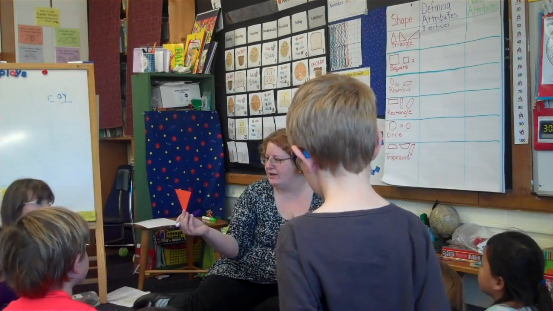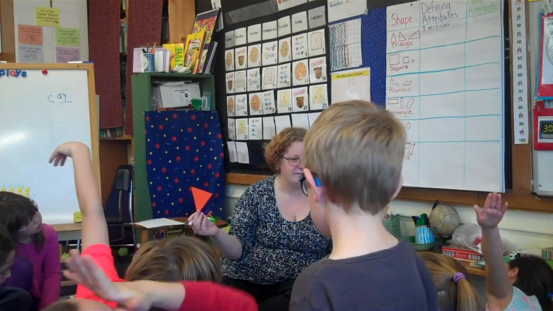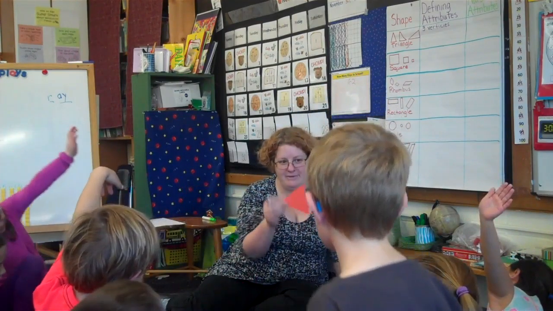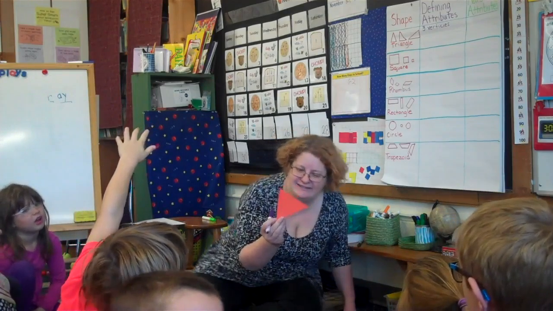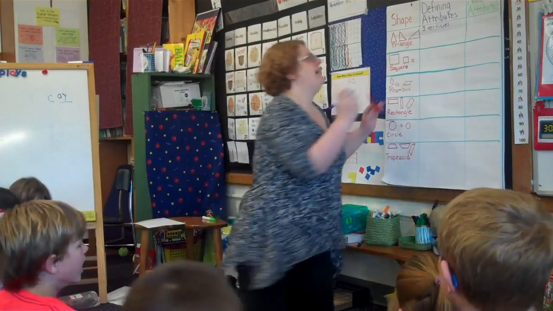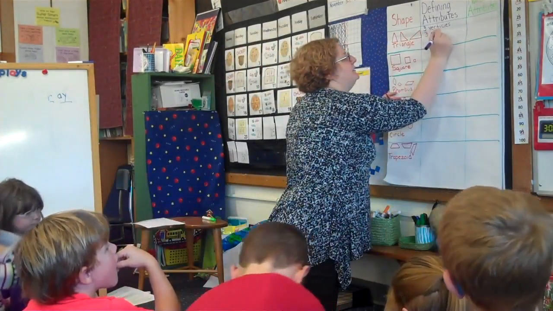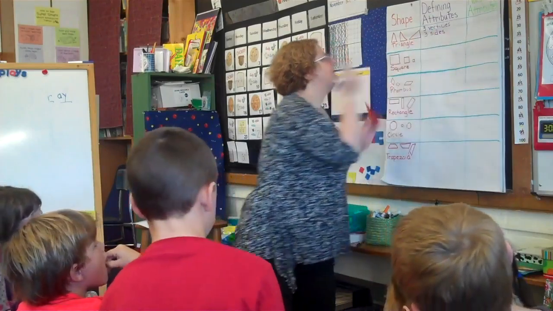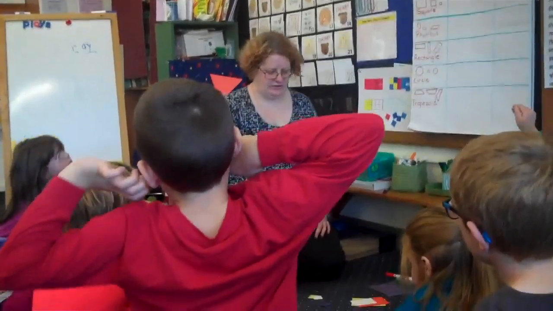What else? What else makes a triangle? Addie? 3 sides. Have you ever seen a triangle without 3 sides? No, it has 3 sides. What are things that aren't important to this triangle?